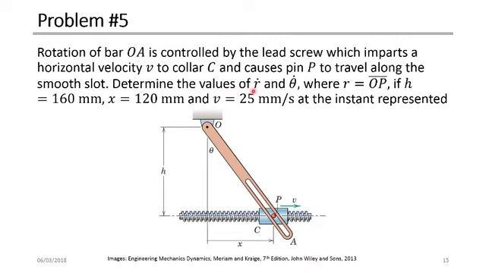Determine the values of r dot and theta dot. He's asking us about r dot and theta dot, which means that we must use the polar coordinate system, r and theta. The r value is the distance between O and P. If H is equal to 160, this height is 160 millimeters, and the horizontal distance x is given as 120 millimeters. They are given to be able to calculate the angle theta. And the velocity V is given as 25 millimeters per second.